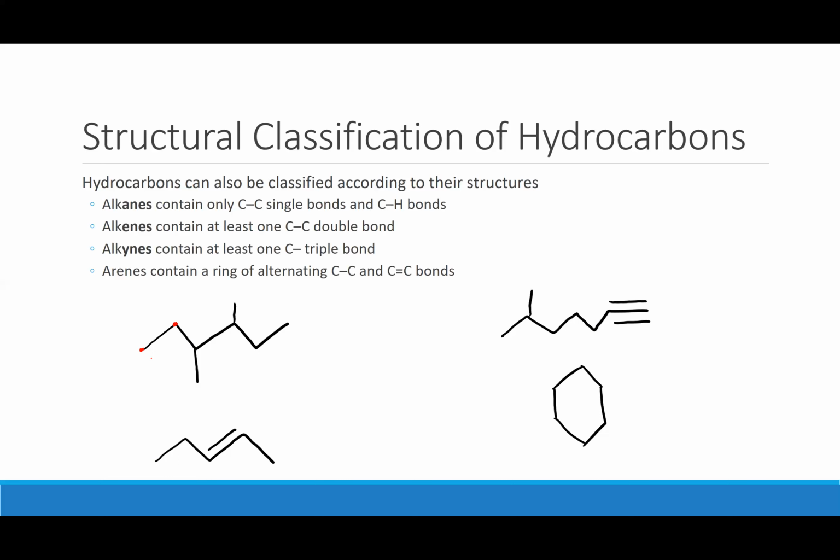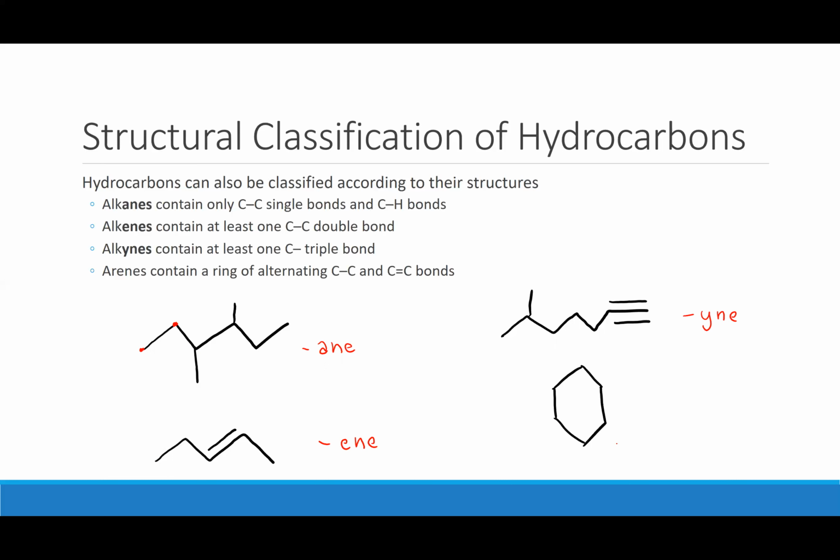The first structure is all single bonds. So it would have an ane ending. This structure here, the second structure, has a double bond. So it would have an ene ending. This structure here has a triple bond. So it would have a yne ending.